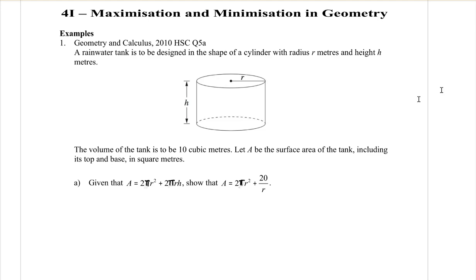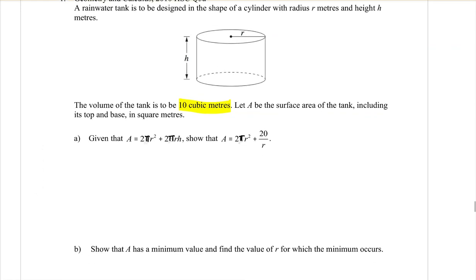So a rainwater tank, so our cylinder again, is to be designed in the shape of a cylinder with a radius r and a height h meters. The volume of the tank is to be 10 cubic meters. I'm sure that's going to be important. Let A be the surface area of the tank, including the top and the base, in square meters. Given that A equals pi r squared plus 2 pi r h, it's giving you the formula for surface area. Show that A is equal to 2 pi r squared plus 20 over r.